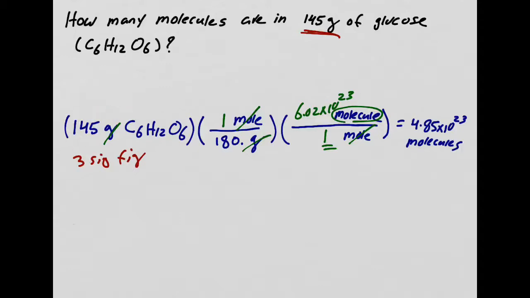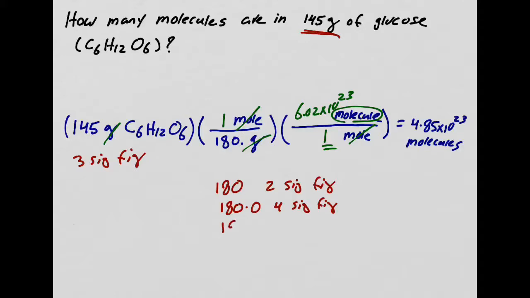Now if you look over here, after I added the molar masses, I have 6 carbon plus 12 hydrogen plus 6 oxygen. I get 180. And what I did, I put a little 0 over there. So 180 is 2 sig figs. You agree? 180.0 would be how many sig figs? 4 sig figs. You guys know that.